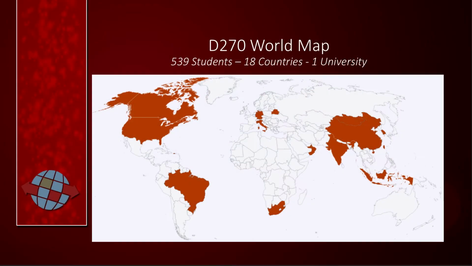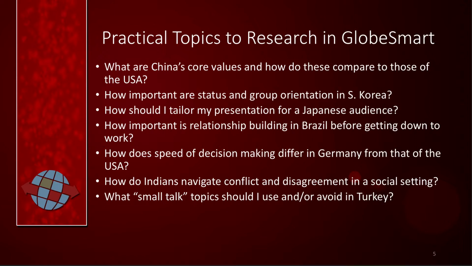Very useful. So all of these students from these different countries use information from GlobeSmart, but give me a specific example of a project that you use in your class. Sure. So GlobeSmart is a very practical tool, right? So here's the kind of information my students can find. Suppose I wanted them to do some research on a number of countries. One thing they could find very quickly is what are China's core values and how do those compare to those of the United States, okay?